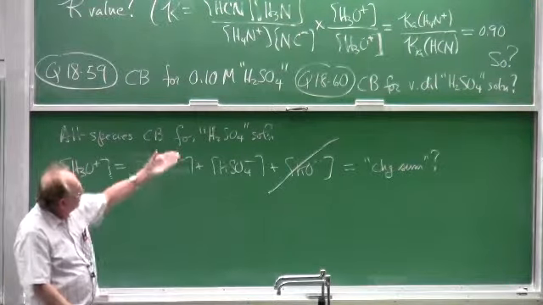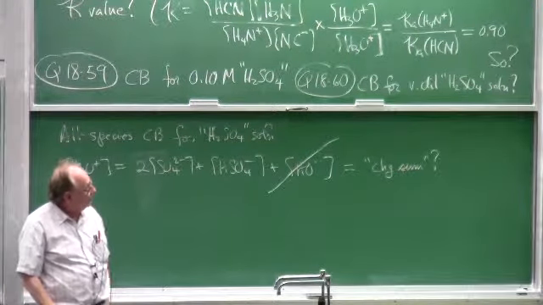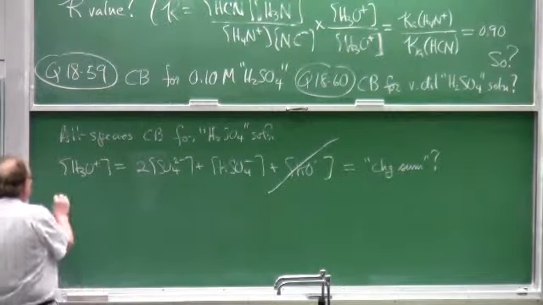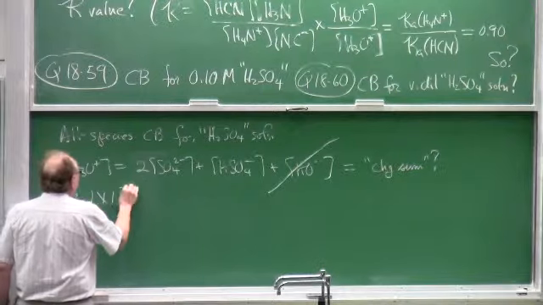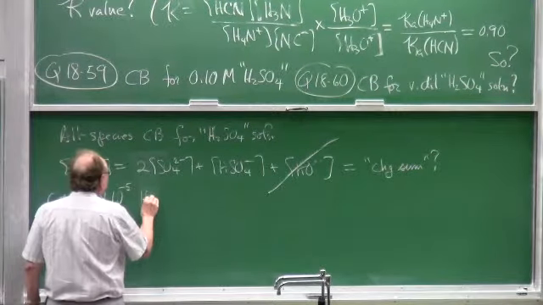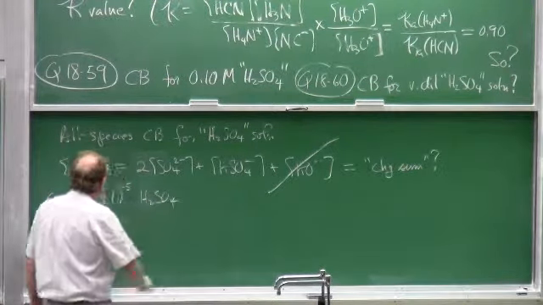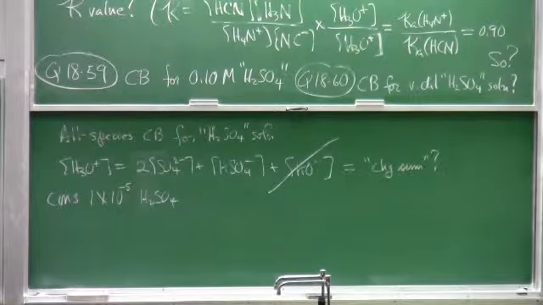Now let's look at question 1860, a very dilute solution of sulfuric acid. Consider one times 10 to minus 5 sulfuric acid solution.